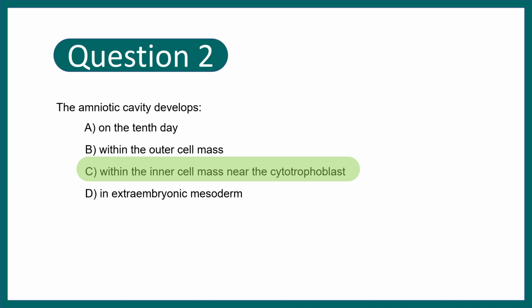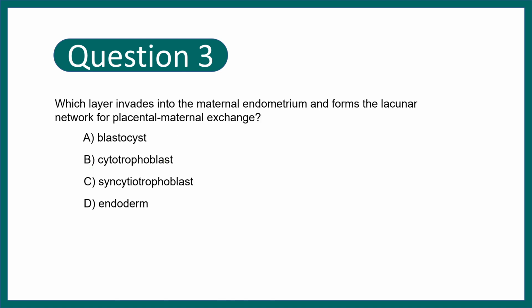So the amniotic cavity is formed within the inner cell mass. Which layer invades into the maternal endometrium and forms lacunar network for placental maternal exchange? Blastocyst, cytotrophoblast, syncytiotrophoblast, endoderm. Again, these are some important questions. So obviously check out the I button.